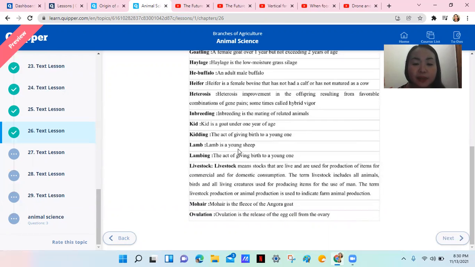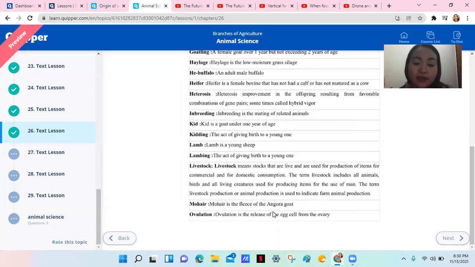Kidding is the act of giving birth to a young one. Lamb is a young sheep. Lambing is the act of giving birth to a young one. Livestock means stocks that are live and are used for production of items for commercial and domestic consumption. So the term livestock includes all animals, birds, and all living creatures used for producing items for the use of men. The terms livestock production and animal production are used to indicate farm animal production.